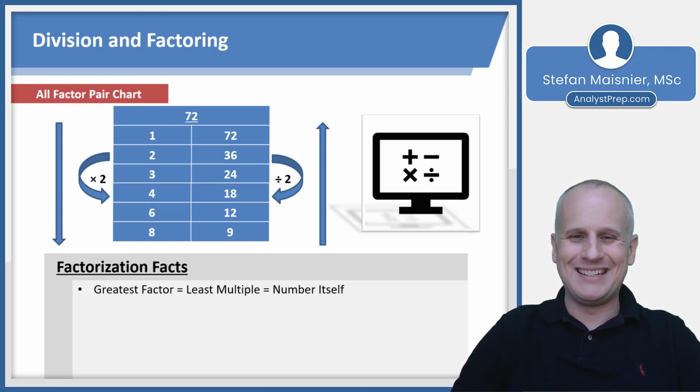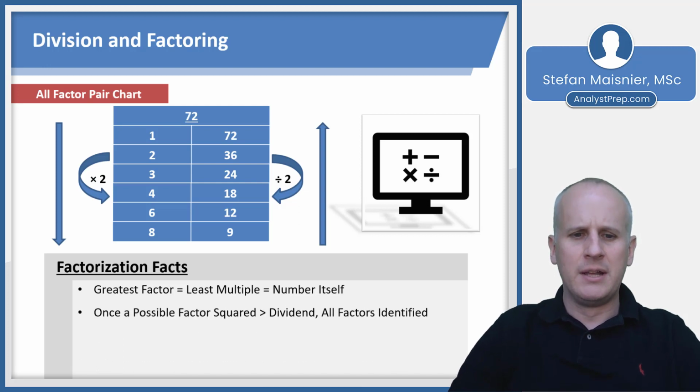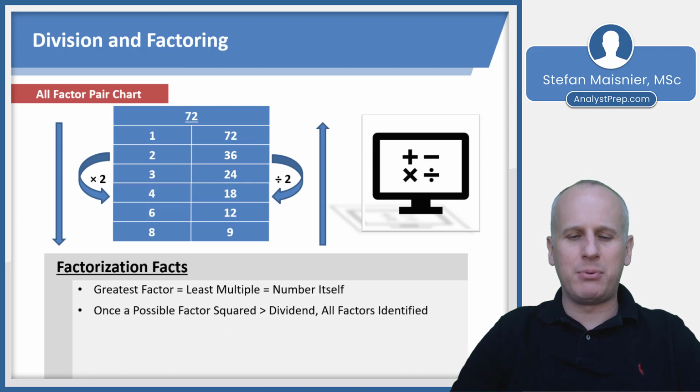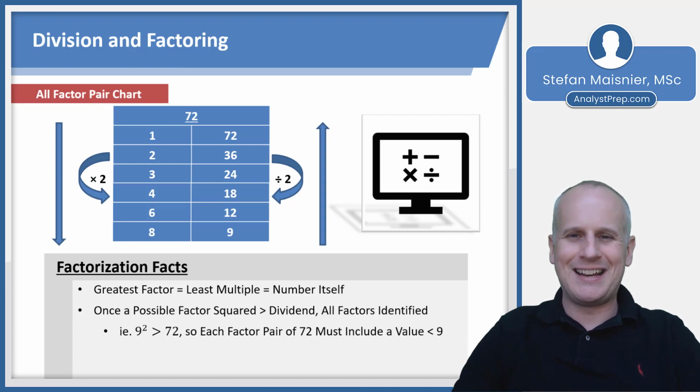72 divided by 1 is 72. That's the greatest factor. And of course, 72 is 72. And once a possible factor squared is greater than the dividend itself, you have identified all factors. So what does that mean? Well, in this case, we counted up all the way to 8, and those were factors of 72. But as soon as we get to 9, 9 squared, or 81, is actually greater than 72.